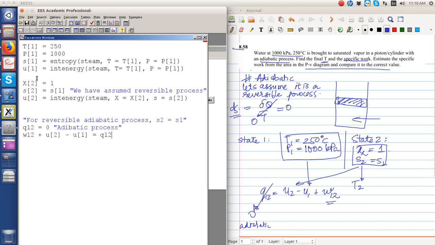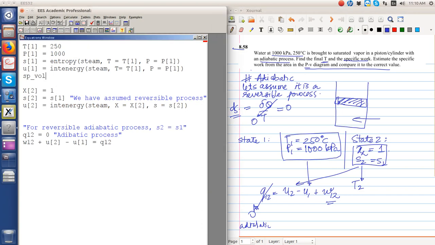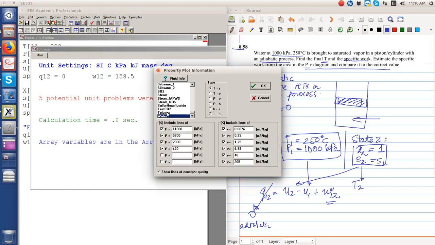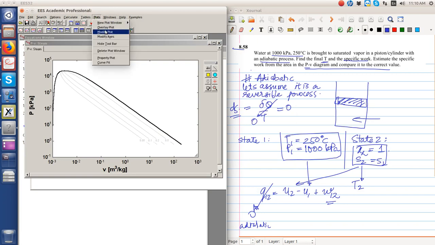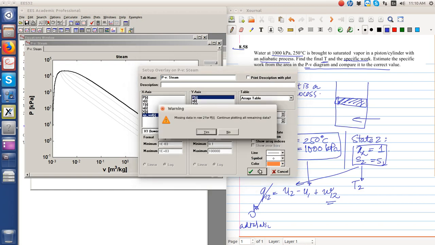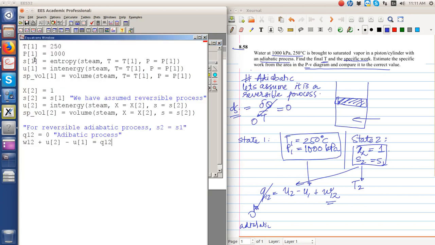So let's try to plot this on the PV diagram. To plot this on the PV diagram, we must have the information about the specific volume. We plot property plot for water. It can be done for steam. We don't include any of the lines to the plot on the PV diagram. Overlay plot. On the x-axis we have the specific volume, and the y-axis we have the pressure. We forgot to find out the pressure in the second state.